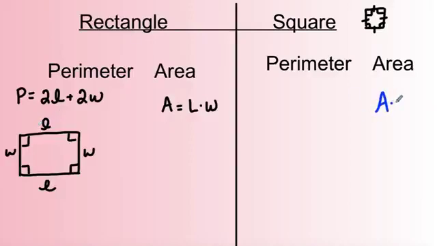So the area of a square, if I say that the square has a side of S, would be S times S, which is S squared. And for perimeter, we add up all the sides. If all the sides are the same and they're S, then the perimeter would be 4S.